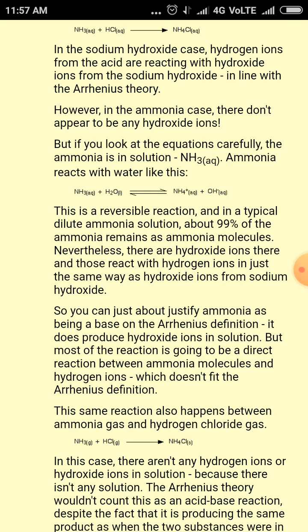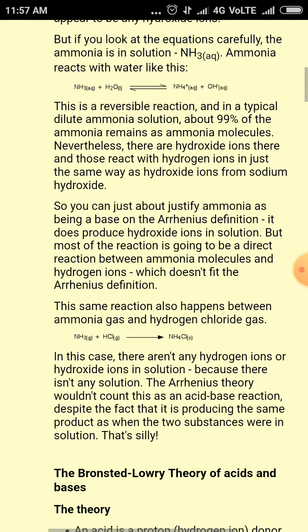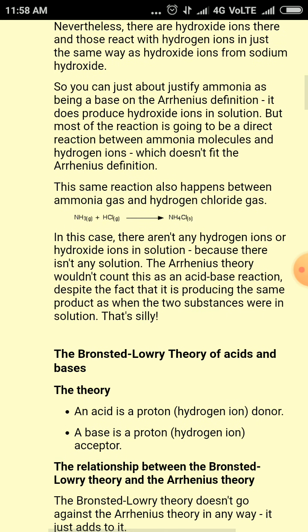Nevertheless, there are hydroxide ions there, and those react with hydrogen ions in just the same way as hydroxide ions from sodium hydroxide. So you can just about justify ammonia as being a base on the Arrhenius definition. It does produce hydroxide ions in solution. But most of the reaction is going to be a direct reaction between ammonia molecules and hydrogen ions, which doesn't fit the Arrhenius definition. So this is the limitation of Arrhenius theory.